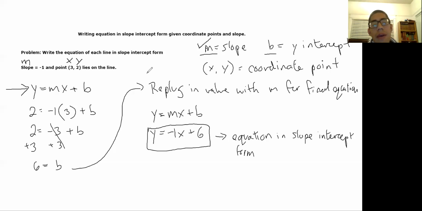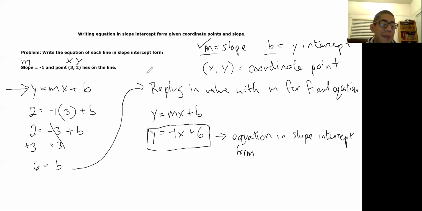So what we're going to do now, now that we know that b is equal to 6, is replace b with 6. We're going to replace m with -1. And then that'll be our final equation. So if you notice, my final equation is y is equal to -1x plus 6. That's the final equation. It's currently in slope-intercept form, right? And we've solved the problem. If all the problem is asking you is to just write the equation, you're done at this point.